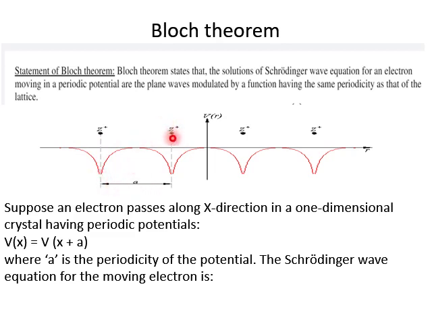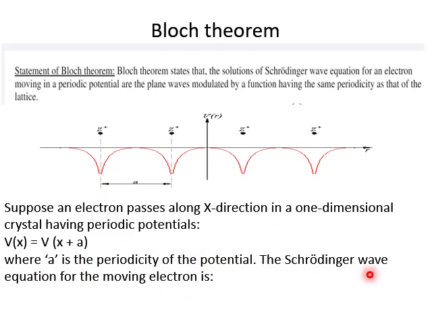So what is the next position? It is x plus a. What is the potential here? It is V(x), but because it is a periodic potential well, the potential at x distance is equal to the potential at x plus a distance. Now a is the periodicity of the potential well, or the interatomic distance inside the crystal.